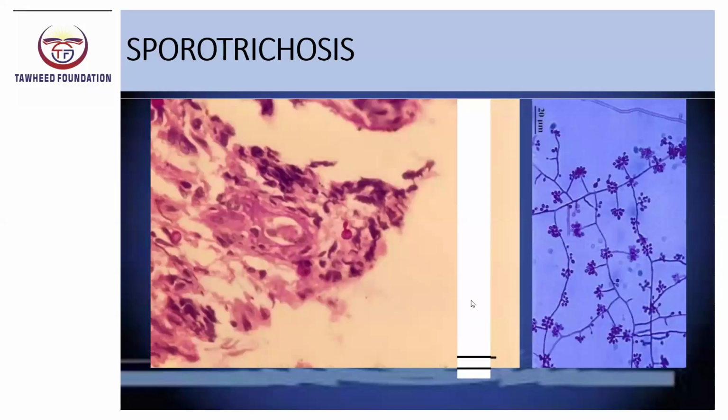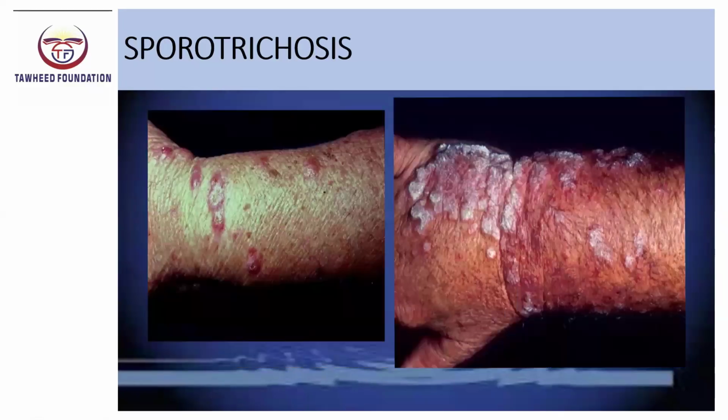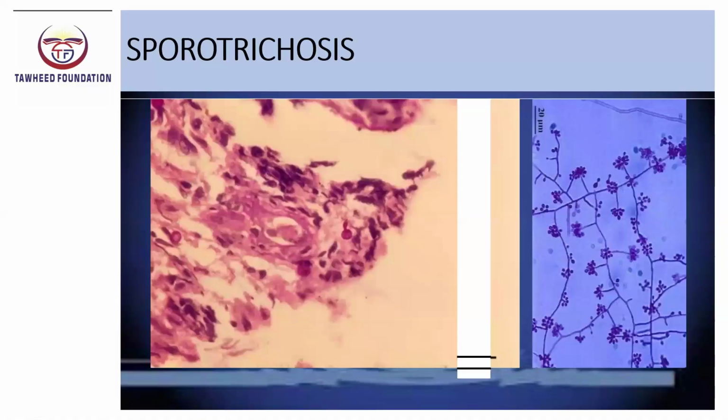Its laboratory diagnosis: for specimens, you can take biopsy tissue or ulcerative material. Direct microscopy smear shows yeast-like cells that are cigar-shaped, and some are oval. Culture on SDA media at room temperature to grow molds, and on blood agar at 37 degrees Celsius to grow yeast. This is an example of sporotrichosis.